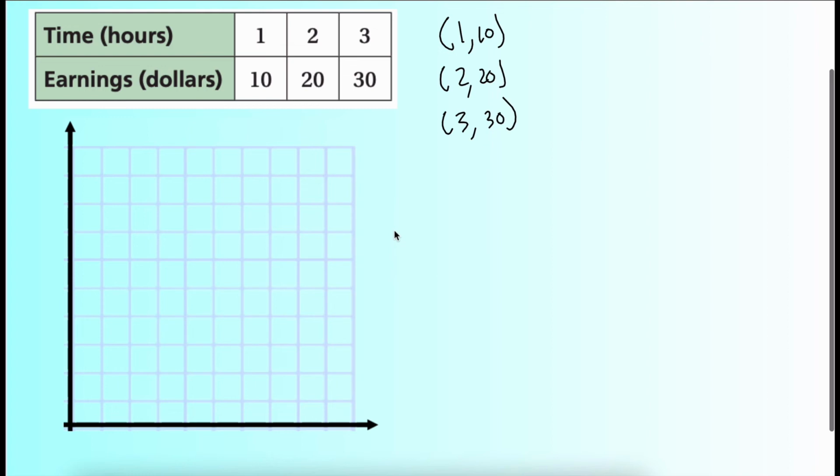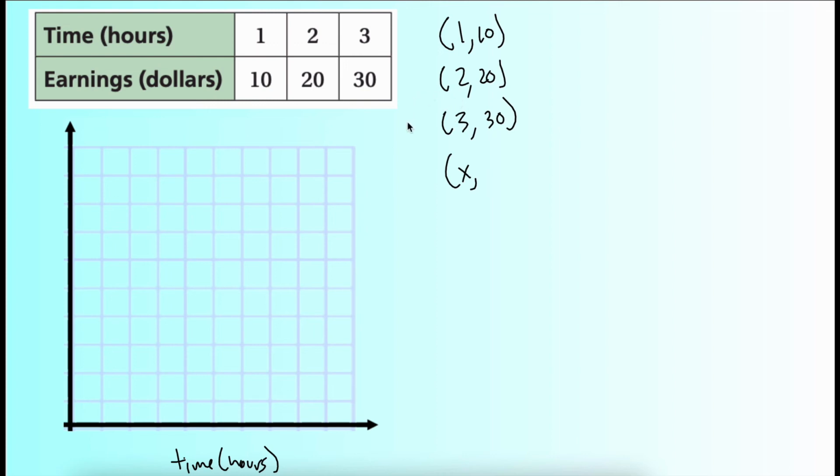First question for you is, what is going to be the label of the x-axis? All right, if you came up with time or hours as your label for the x-axis, kudos to you. The reason that's the x-axis is because that's what the first values represent. 1, 2, and 3, those are all x values. Those all represent time in hours. So our x-axis should be time in hours.